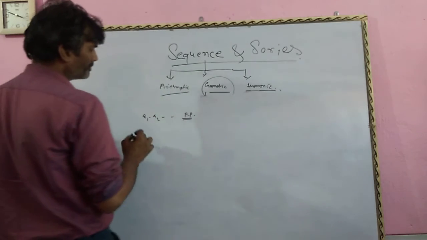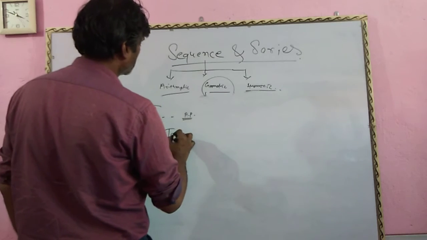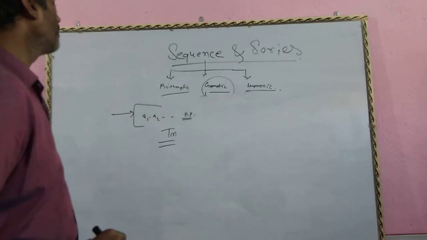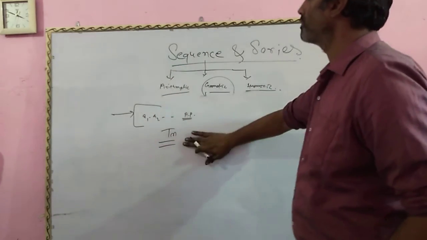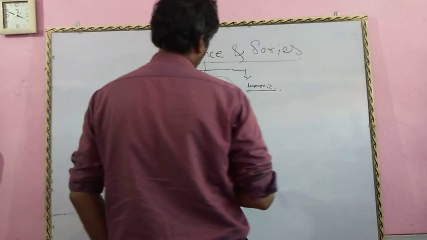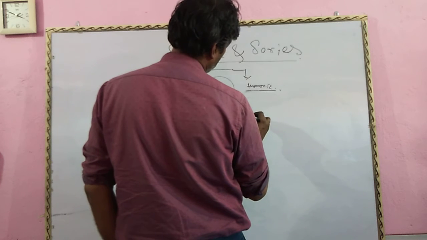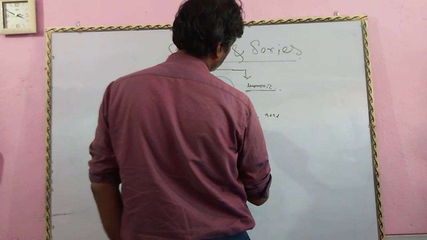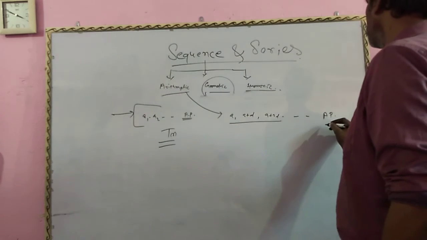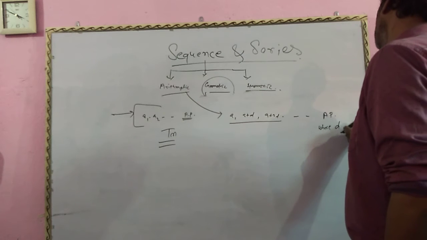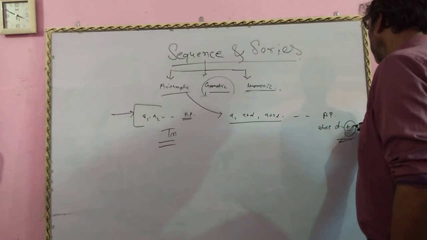Then you are being asked to find out the nth term, means Tn. How will you find it out? There is a way to find this out. Arithmetic progression: A, A plus D, A plus twice D. These are in arithmetic progression, isn't it? Where D might be a positive or negative number.